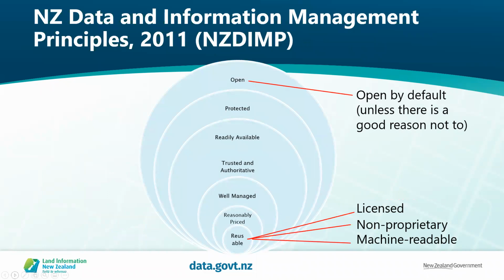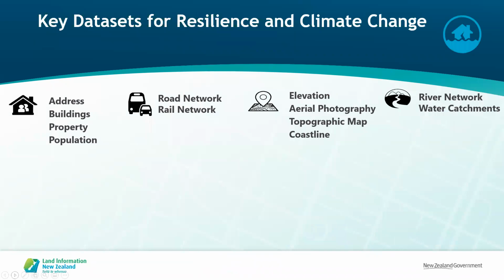The data should be readily available. It should be trusted and authoritative and well managed. It should be reasonably priced, which generally means it should be freely available from government unless there are costs around providing it, as they're generally very low if they are. And a key thing is that the data should be reusable, so it should be licensed, non-proprietary and machine readable. And as I say, we use the data.govt.nz platform as a means for doing that.